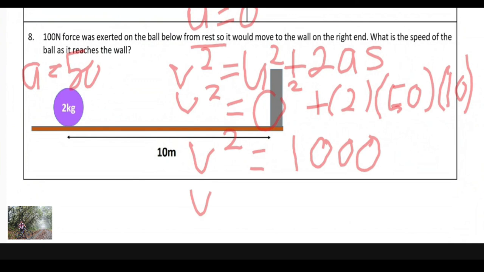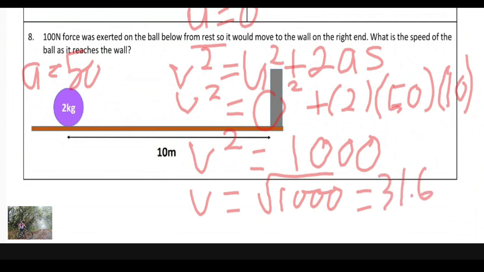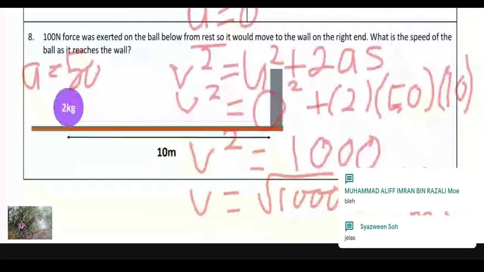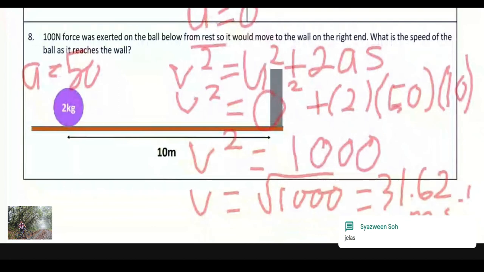So for V, you must square root it. The square root of 1000, you will get 31.62. What is the unit for velocity? Meter per second. Of course, this is the value for velocity. Okay, clear? Very difficult, but you can do it slowly. The answer there is 31.62.